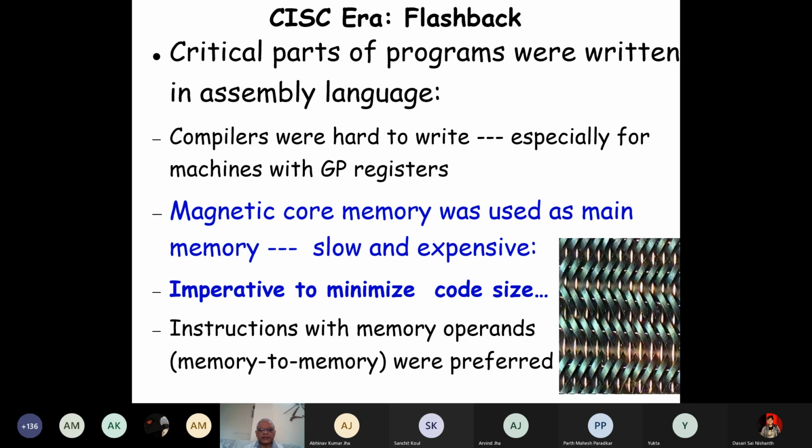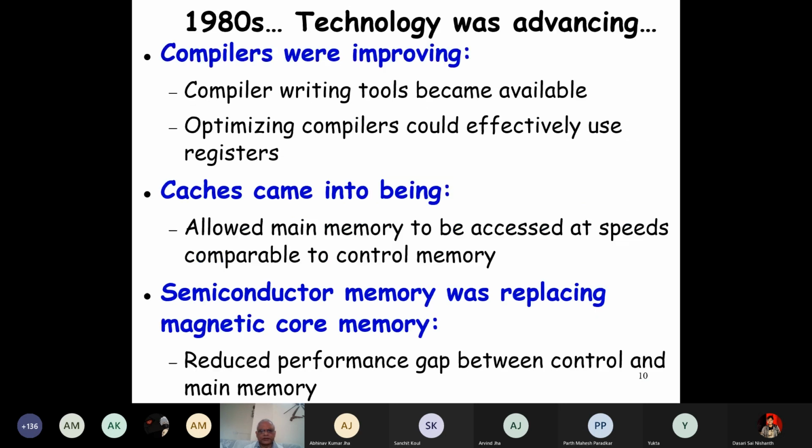And also the other thing is that cache did not exist, because the number of semiconductors available in the processor was less. They were used to implement the ALU and the control unit. The control unit used to take a large portion of the processor semiconductors. So it was necessary to reduce the code size, and how did they do it? They used memory to memory addressing.